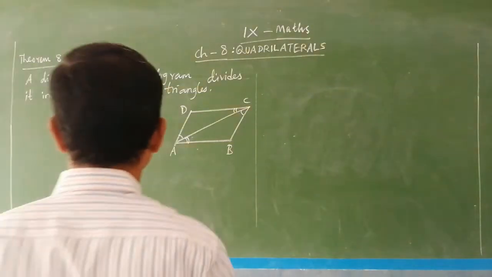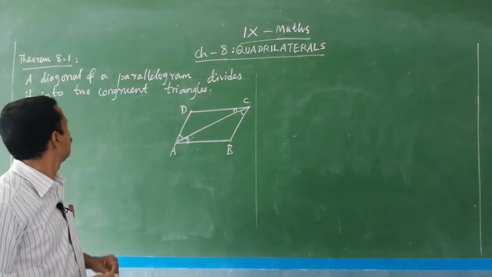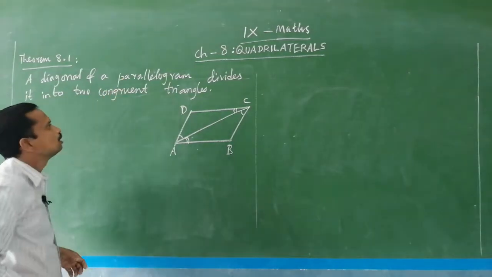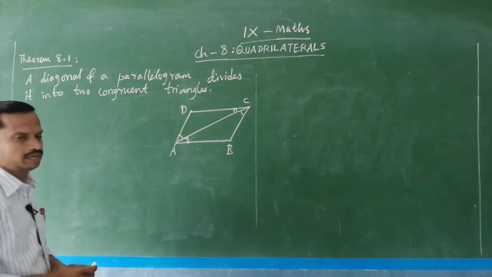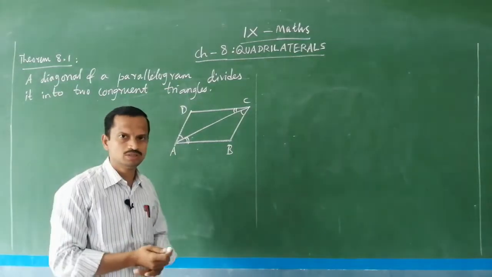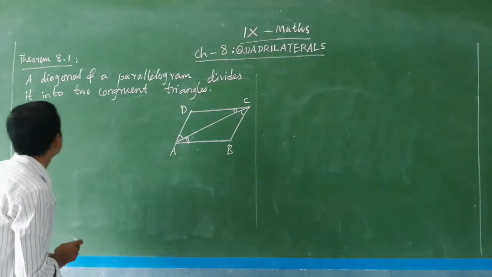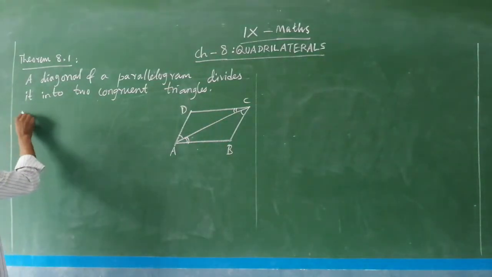So, now coming to theorem 8.1, a diagonal of a parallelogram divides it into two congruent triangles. Just take ABCD is a parallelogram and AC is the diagonal. Proof.